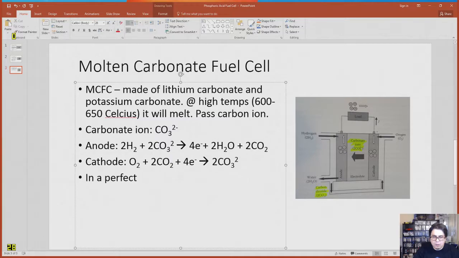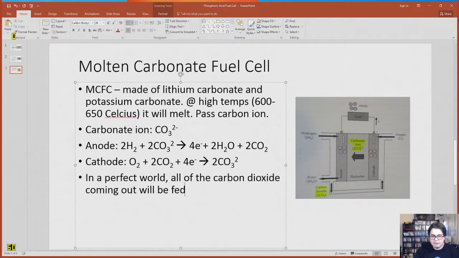So overall, in a perfect world, all of the carbon dioxide coming out will be fed back in. More likely than not, in real life, you're not going to get all of it to have this perfect feedback, but you can get a really high percentage. And the idea is, if we keep this whole carbon dioxide system enclosed inside the fuel cell, we're not actually emitting any dangerous gases into the environment and harming it, right?